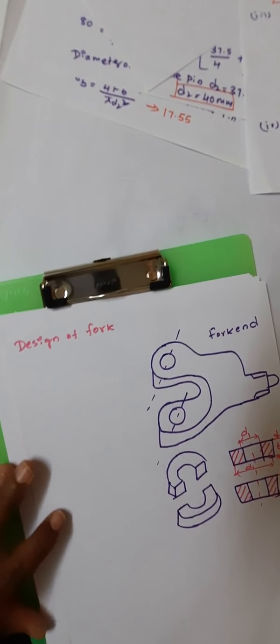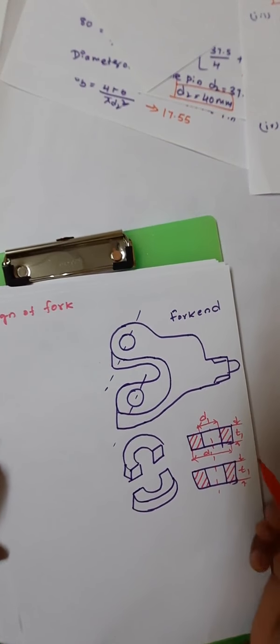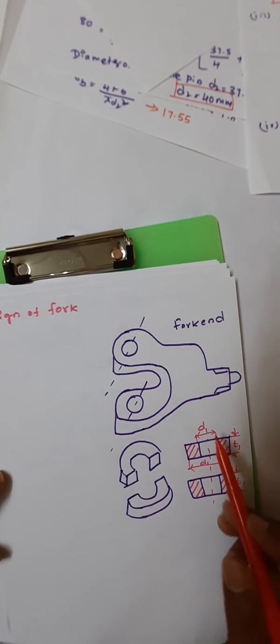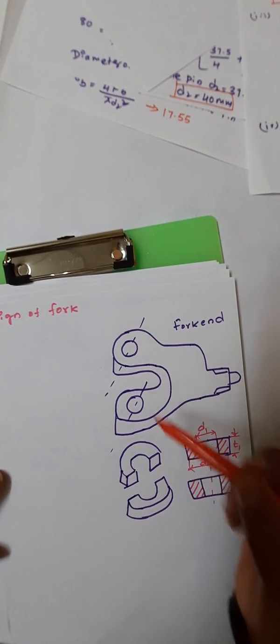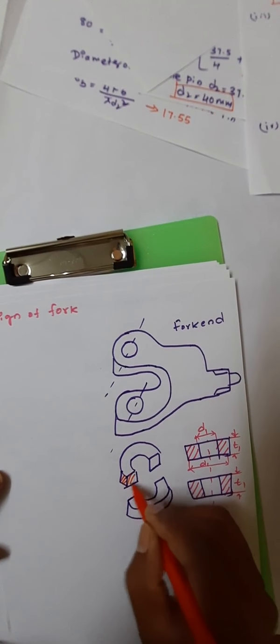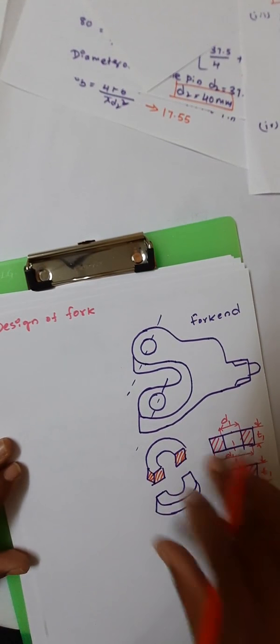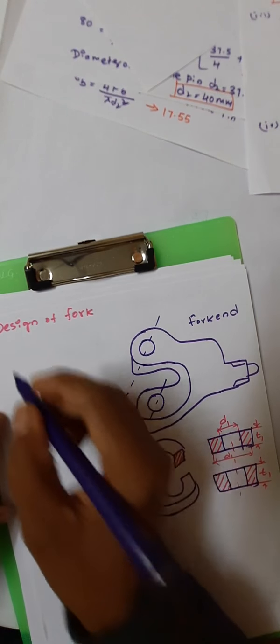The design of fork. This is a fork end, and here also we need to find out the thickness of the fork. This is D, and this is D1, the outer diameter. This is how the failure is going to take place in the fork end. This is how it should look in the knuckle joint. The double end, also called the fork end.